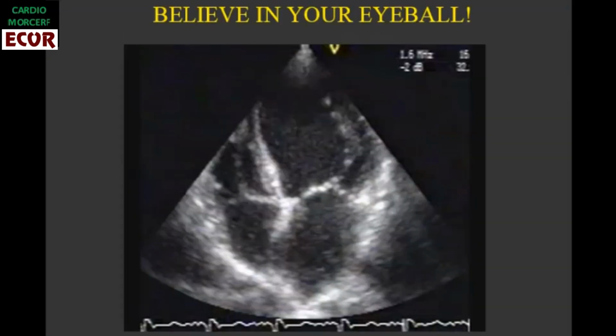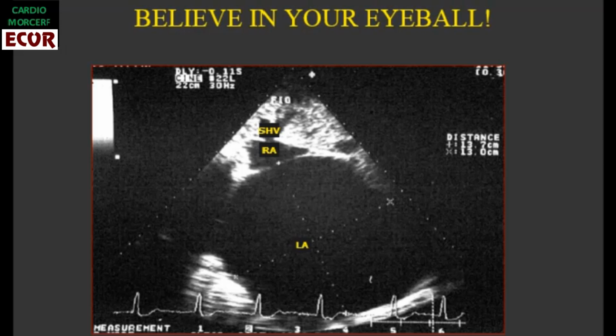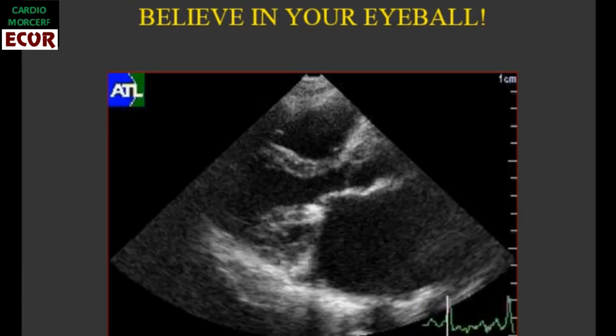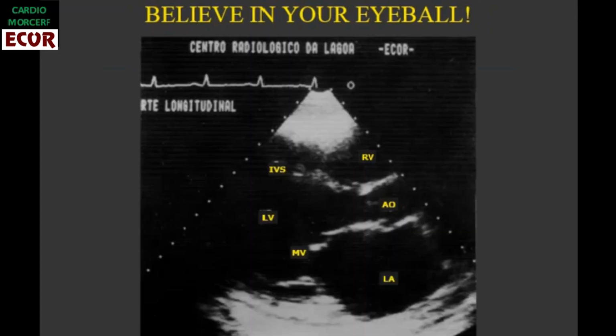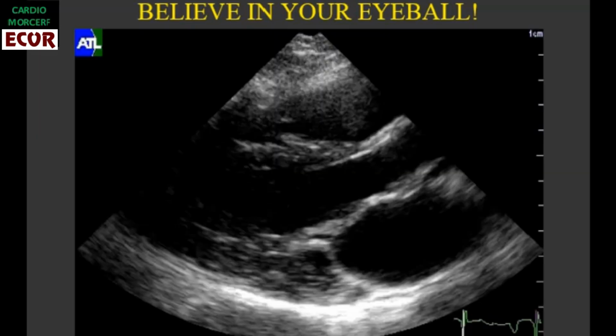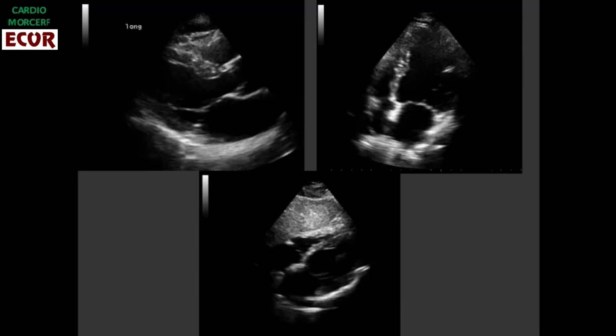Moderate to significant left atrial enlargement. Important left atrial dilatation. Subcostal view of an incredibly dilated left atrium. Important left atrial dilation. Significant left atrial dilation. Moderate left atrial dilation. Mild to moderate left atrial dilation. See how our impression may vary from one view to the other.